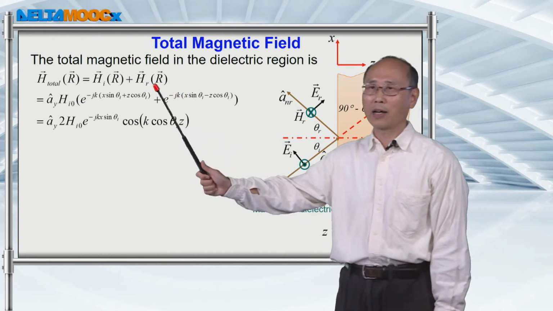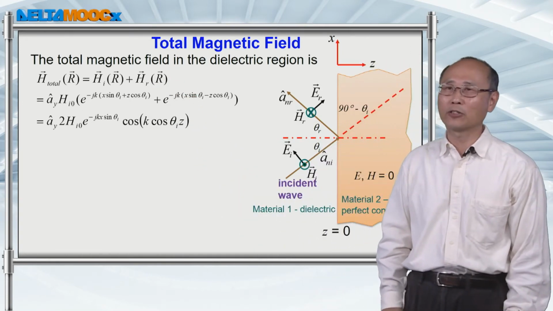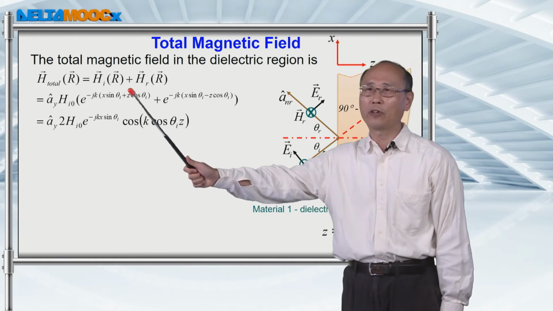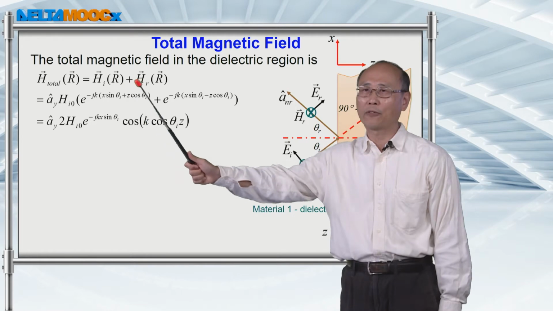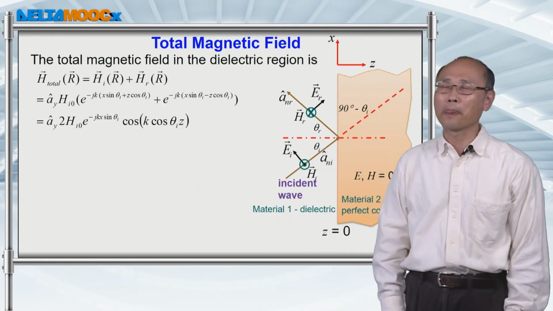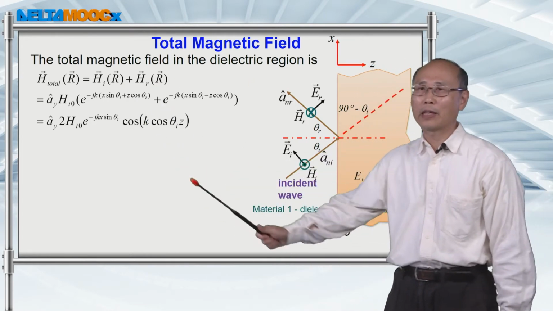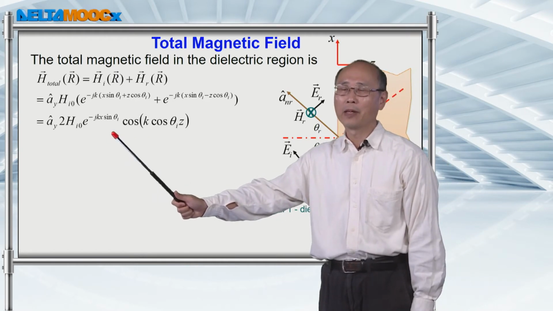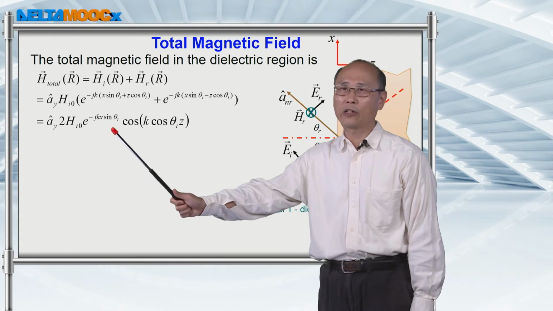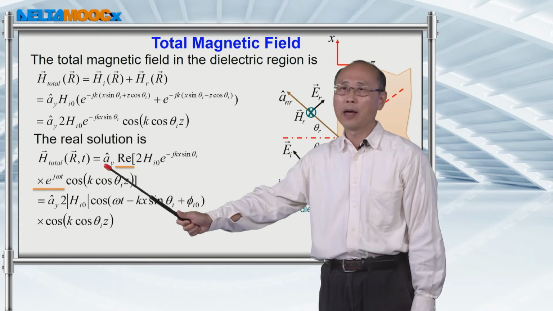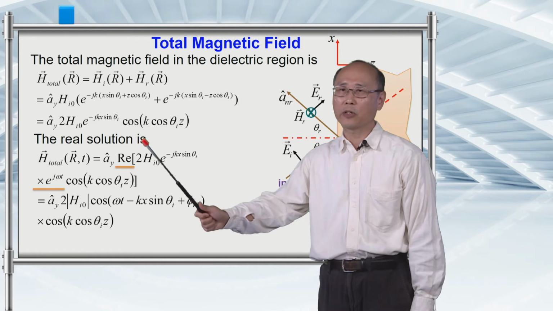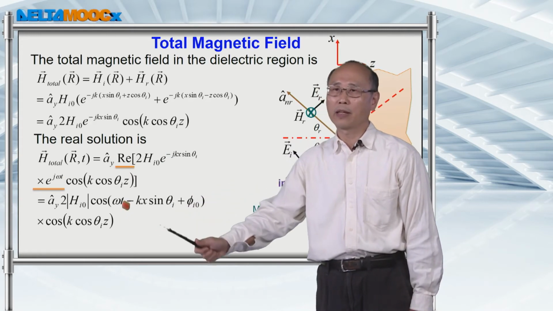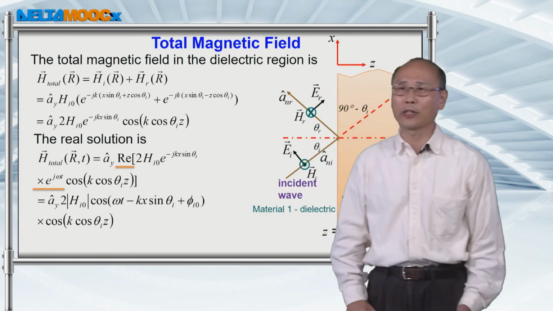And with the conclusion we have from the last page, now you can get the expression for the total magnetic field by summing the incident magnetic field plus the reflected magnetic field. Then you come up with this expression for the phasor of the magnetic field. And again, you can turn this expression into a real expression by multiplying this phasor expression with the exponential j omega t, and then take the real part of it. Then you have this real expression.